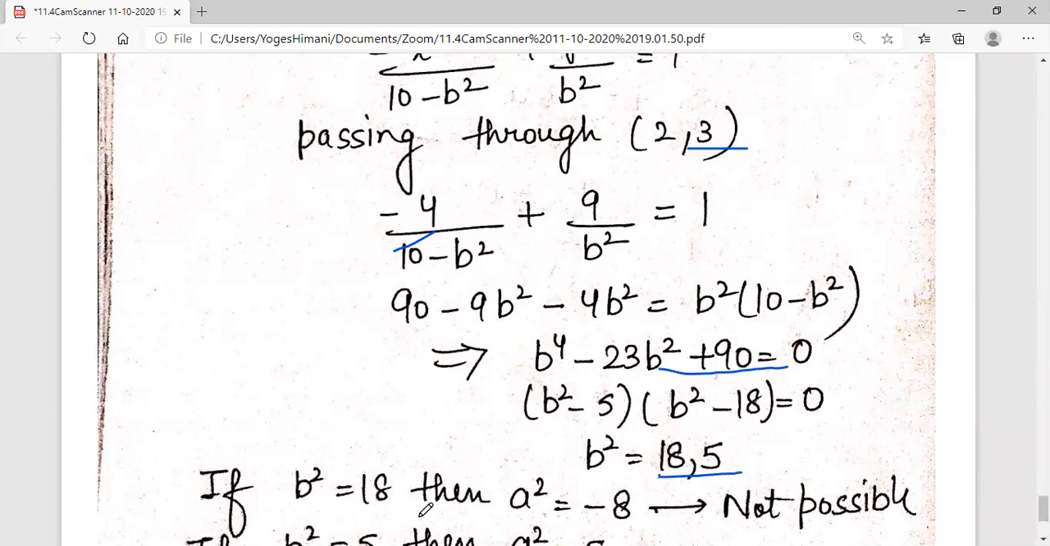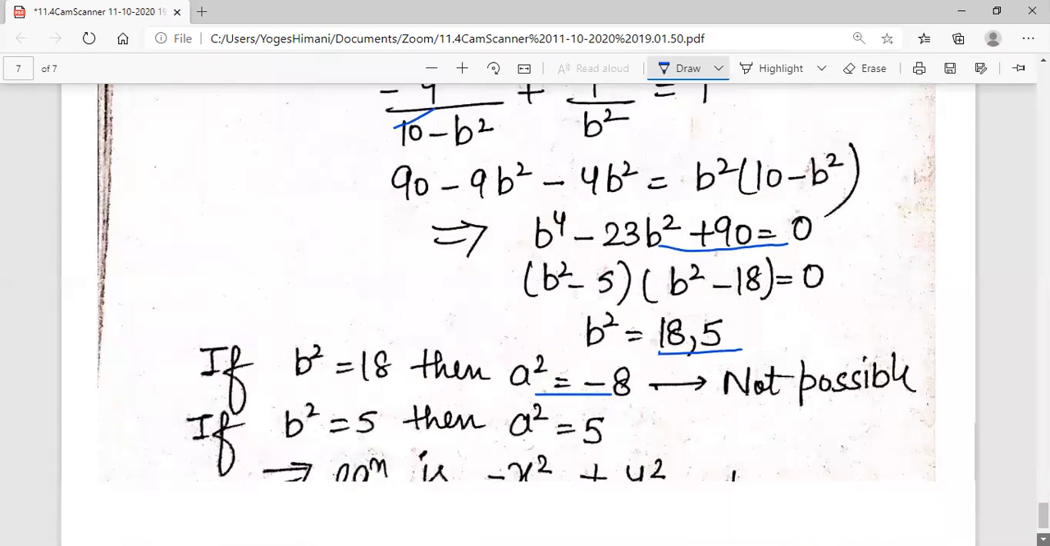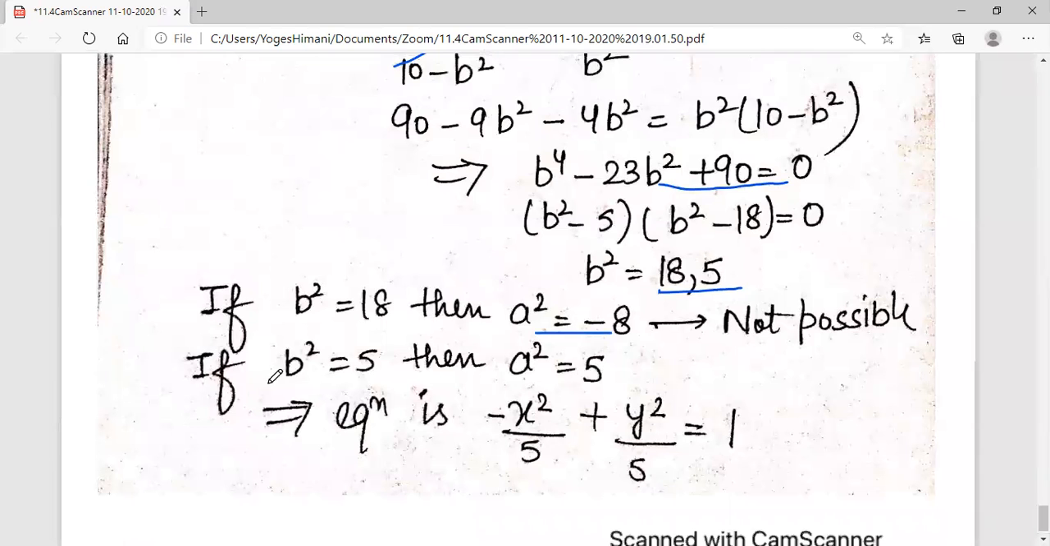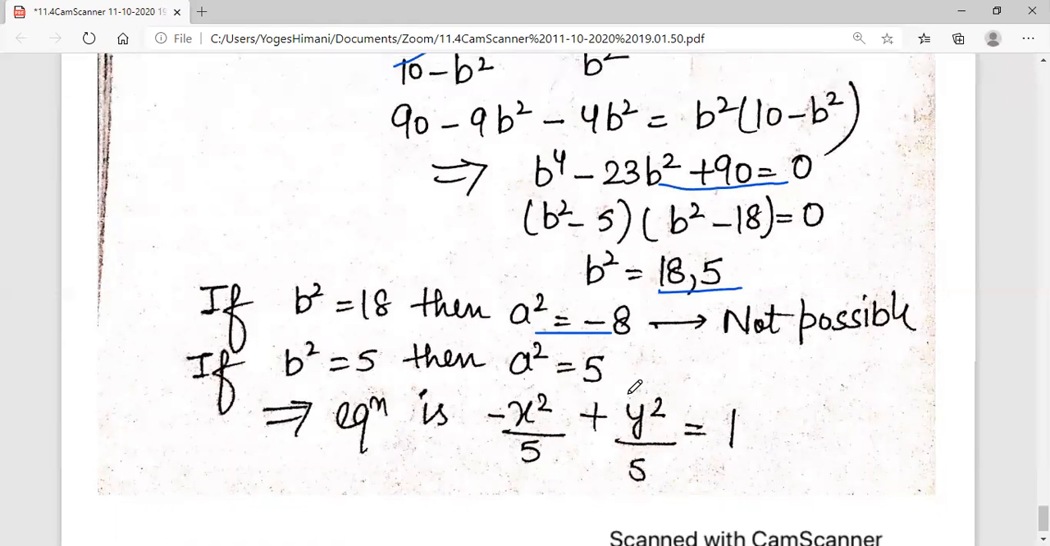Now, if b square is 18, by putting the value, 10 minus 18, a square we will get minus 8, which is not possible. It cannot be negative. Then we will take the b square value 5, and we are getting a square also 5. And because our hyperbola is on the y-axis, what will be the equation? Minus x square by a square plus y square by b square is equal to 1. And what are a square and b square? That is equal to 5. And our exercise is complete. I hope it is clear to everybody.